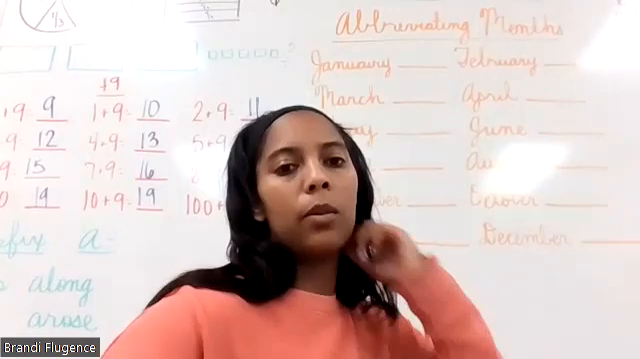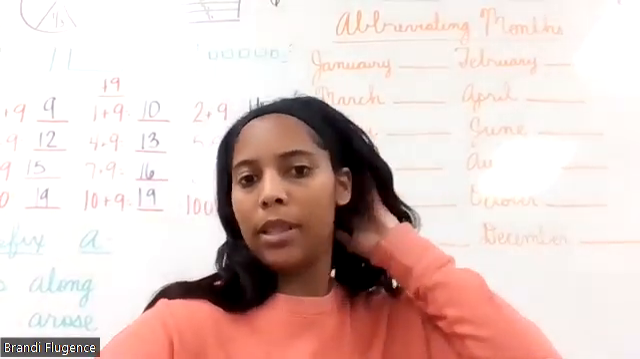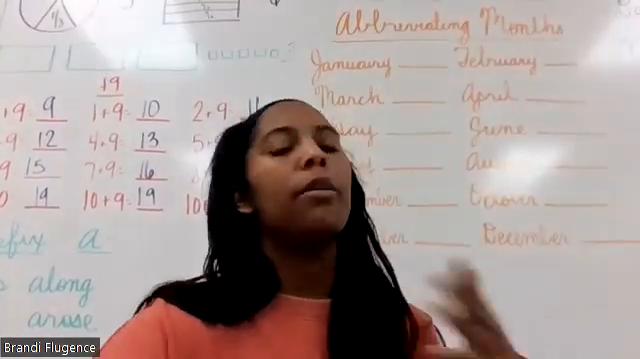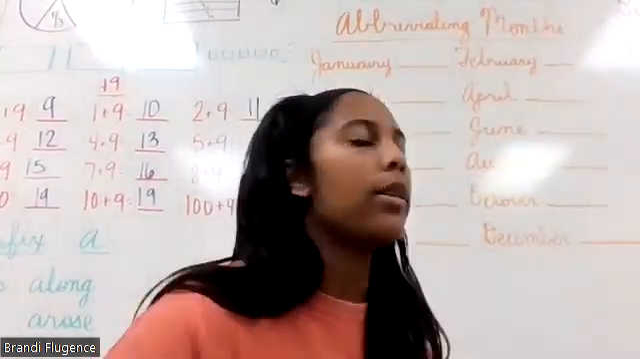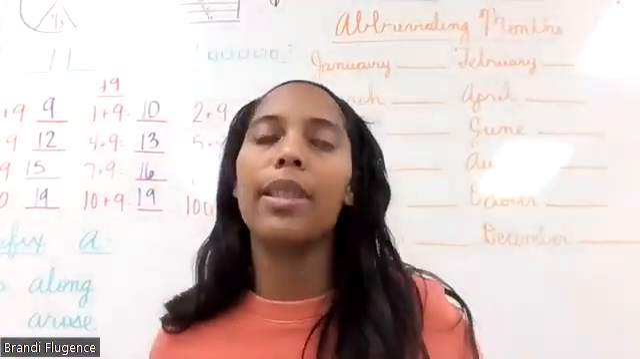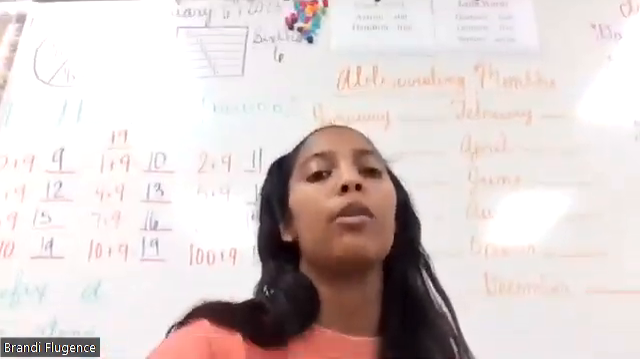All right, so this week, guys, we're going to learn how to abbreviate the months of the year. So we know that our months of the year are January, February, March, April, May, June, July, August, September, October, November, December. We've already tested on the months of the year in sentences. This week, we're going to learn how to abbreviate.